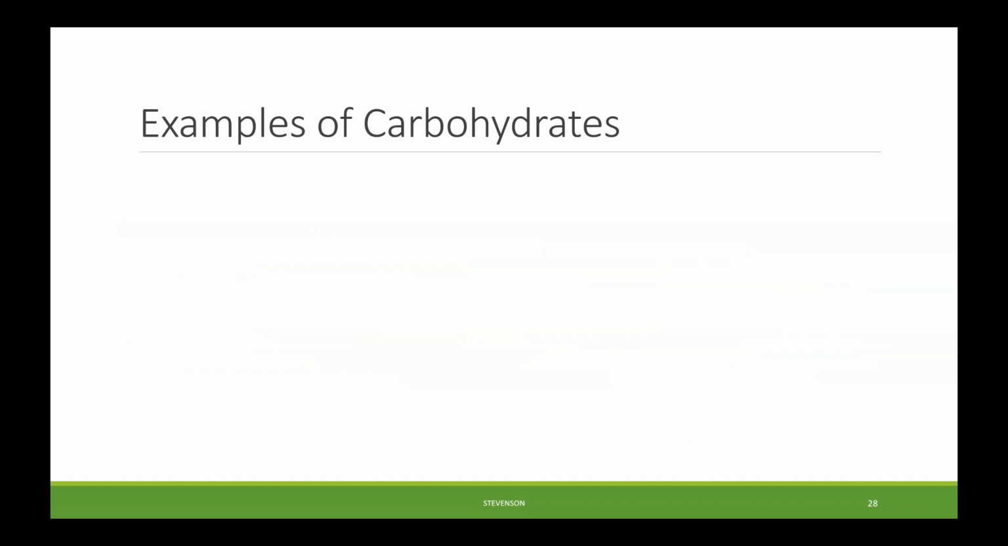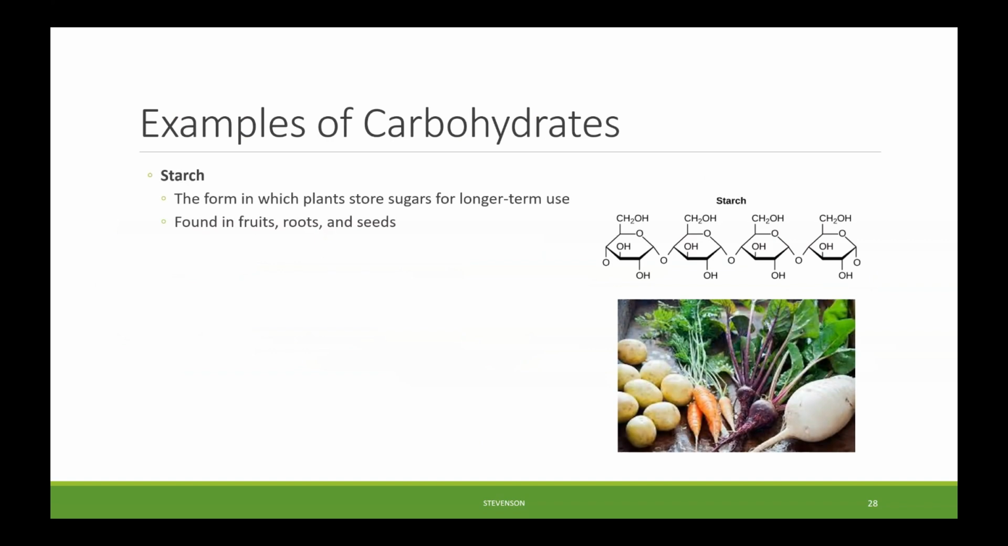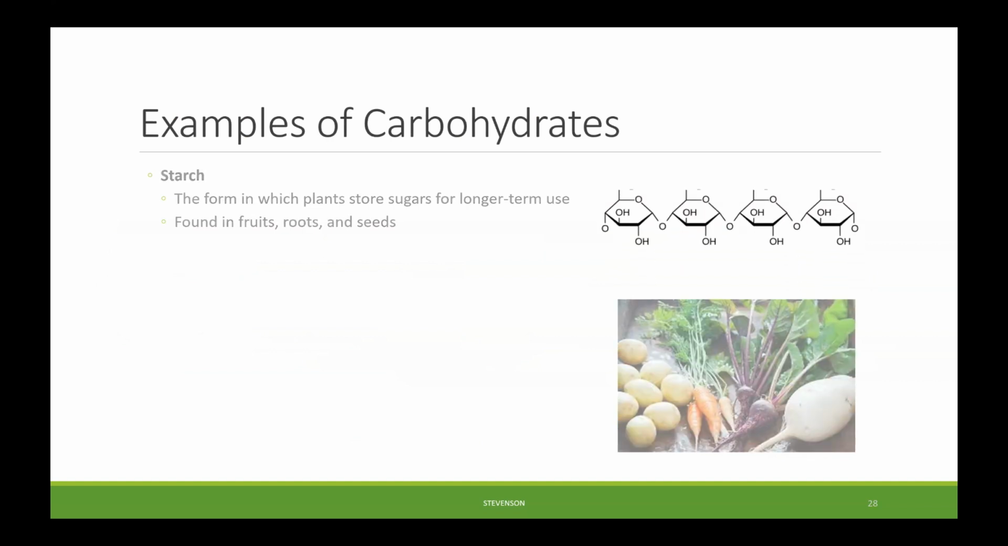To round out this discussion of carbohydrates, let's take a look at a few specific examples of carbs in nature. Starch is a carbohydrate that you've probably heard of before. You can see the actual molecular structure of starch up here at the top right of the slide. This carbohydrate is what plants use for storing sugars for extended periods of time. It's often located in the plant's fruit or its roots or its seeds. So for example, you may associate starch with potatoes, which are a root vegetable.